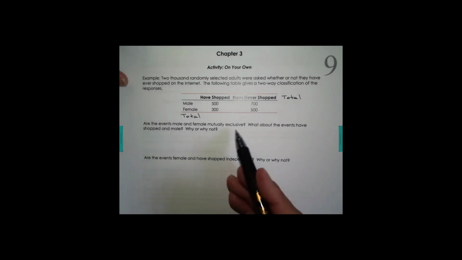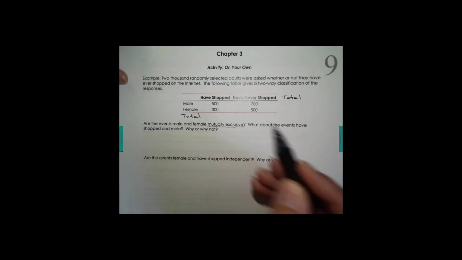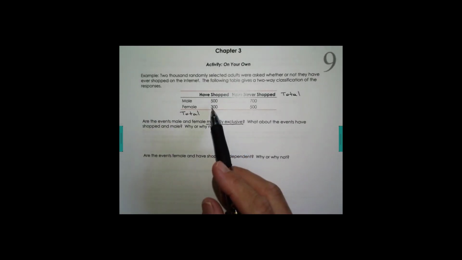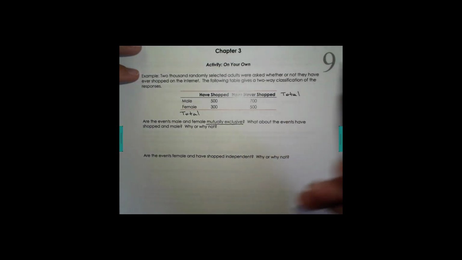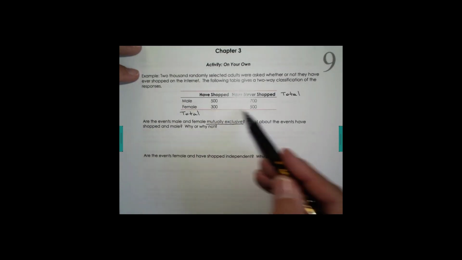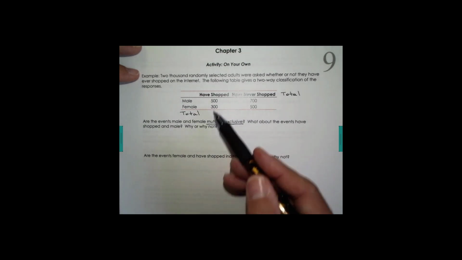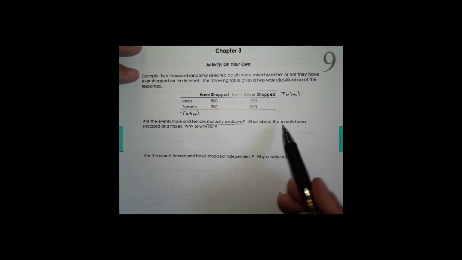And then it asks some questions. Are the events male and female mutually exclusive? Now look, mutually exclusive is not a mathematical check. Mutually exclusive says, can I find somebody in this table who is both male and female? Well, the males are up here and the females are down here. So in this table, it doesn't exist that somebody answered the question that they were both male and female. So mutually exclusive, yes, they do not happen together.